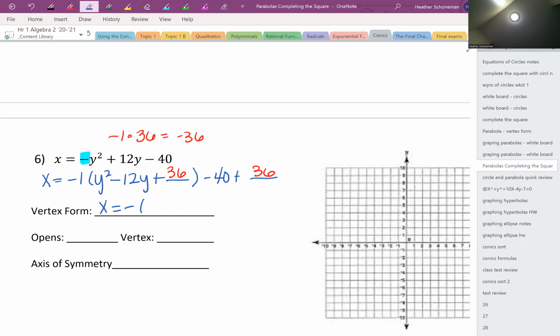Okay, if you pause the video, well, you can't see the answers. OneNote's locked, but that should give you a good start on what you need to do to complete the square on the parabola.